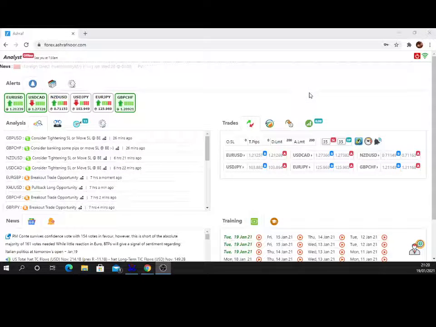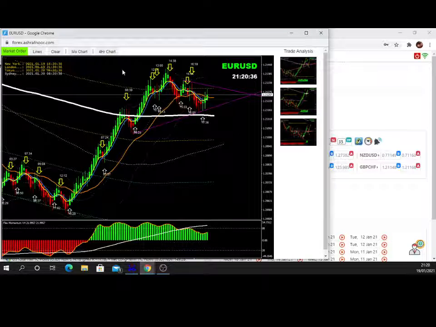Now, starting off with Euro Dollar, you can see up here in the later part of the day today. To be honest, for most of the day, from 8 o'clock onwards, there wasn't much movement in the market. The market was very consolidated. But here we go. This is where we see possible entries for a trade.